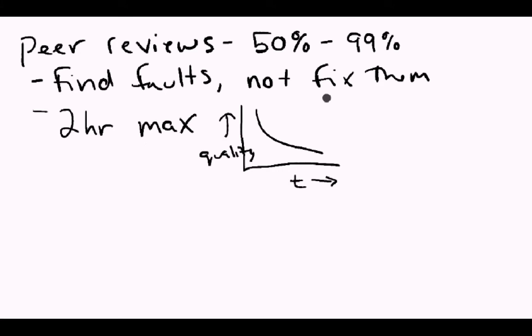And there's basically 5 different phases of a peer review, okay, that we'll talk about here. First is the overview phase.